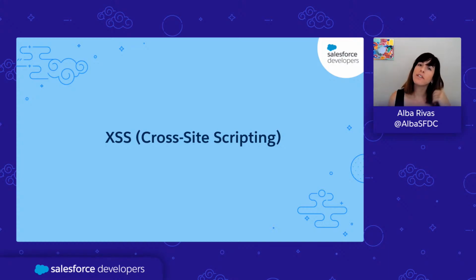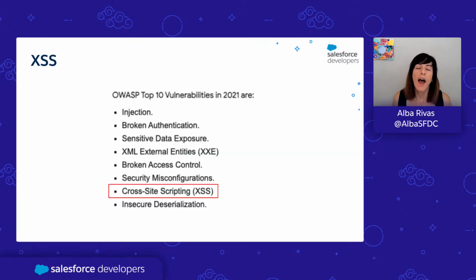Great. So now let's continue talking about another important vulnerability, which is cross-site scripting. Normally, you are going to see cross-site scripting shortened as XSS, okay? And if we take a look at the OWASP top 10 vulnerabilities in 2021, we are going to find that this is in number 7. This is in the 7th position, right? Cross-site scripting. So it's still a very important vulnerability that may affect your code.